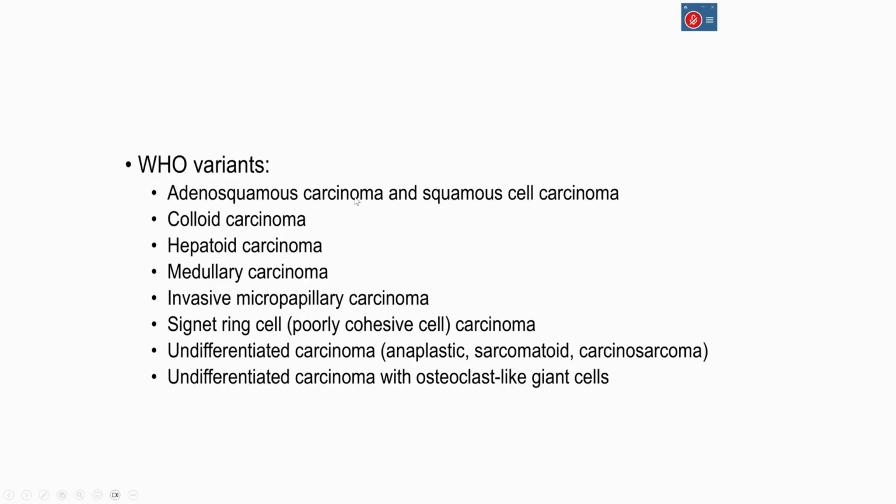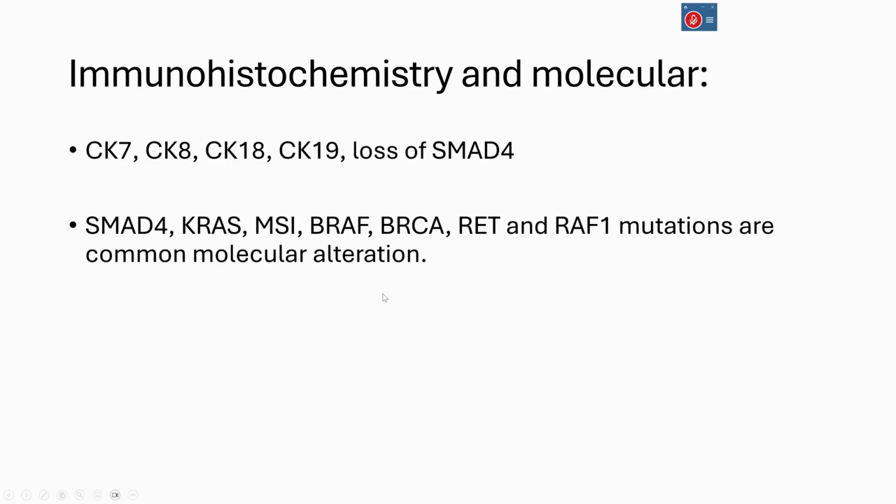So these are some common variants, like adenosquamous or pure squamous cell carcinoma. You can see pure squamous cell carcinoma also in the pancreas, colloid carcinoma, hepatoid, medullary, invasive micropapillary, signet ring, undifferentiated, and undifferentiated with osteoclast-like giant cells. Two types of undifferentiated carcinoma there. These are some beautiful variants. I'm calling them beautiful, but they are sometimes very difficult to diagnose on a smaller biopsy. And I think some patterns are very favorite from the exam point of view.